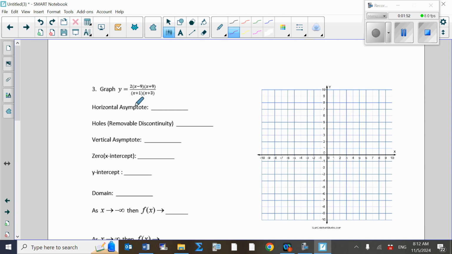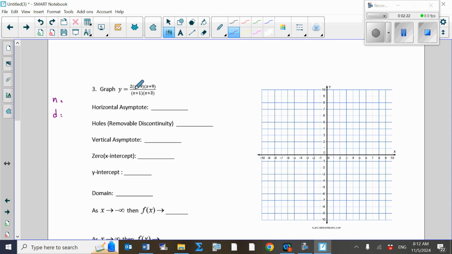Now let's look at this function. We want to graph this function. It's a rational function. So we need to find the horizontal asymptote here. We know to find the horizontal asymptote, you need to know the degree of the top and degree of the bottom. If the function is not in standard form, that means it's in factored form, we need to find the degree of top and the bottom by finding the degree of each factor and then adding them together.